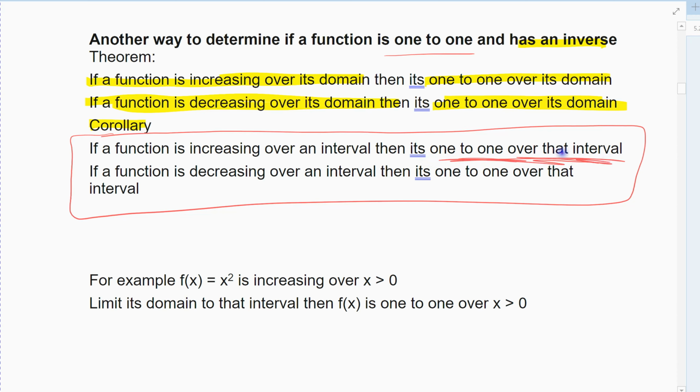Alright, so this is different. If a function's increasing over an interval, not the domain, then it's one-to-one over that specific interval. Again, same thing with decreasing. If it's decreasing over an interval, then it's one-to-one over that interval. And so we can force one-to-oneness by limiting the domain to be just where it's increasing or just where it's decreasing. And we do this a lot in mathematics.